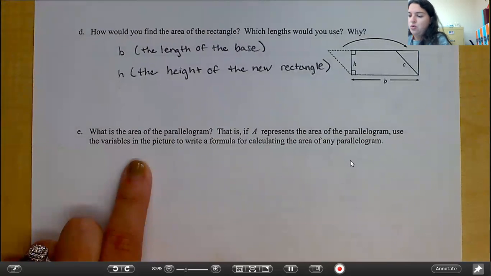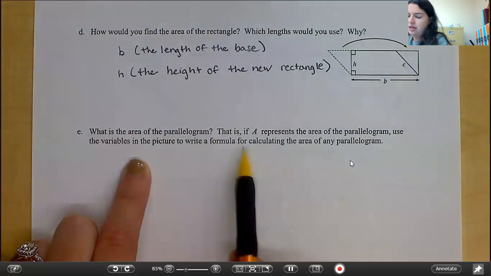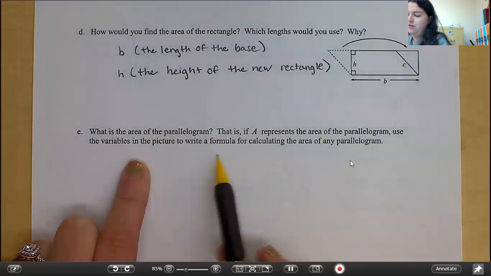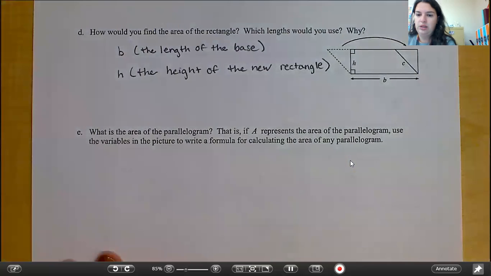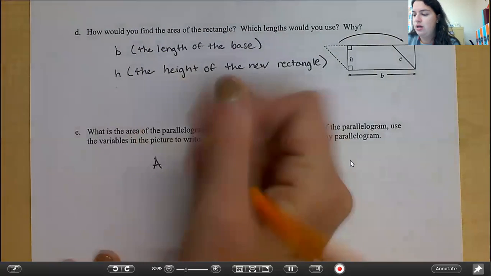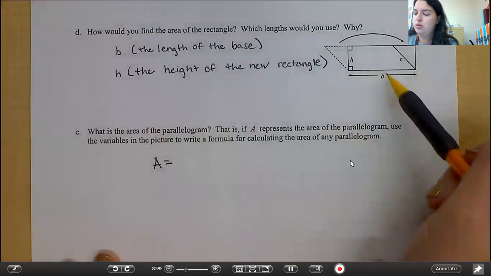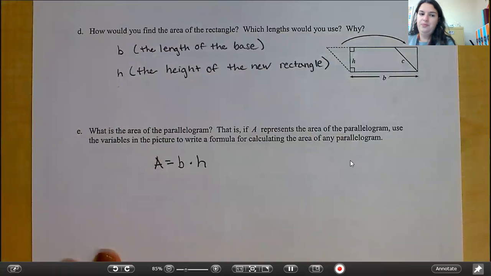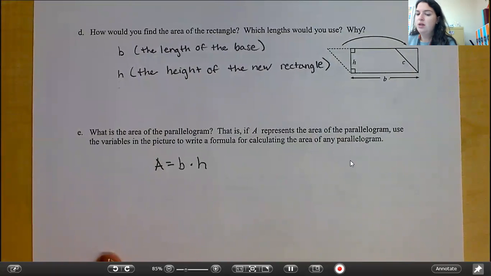So then E, what is the area of the parallelogram? That is, if A represents the area of the parallelogram, use the variables in the picture to write a formula for calculating the area of the parallelogram. So if we have A, which is the area, you then multiply base times height, and that is your formula.